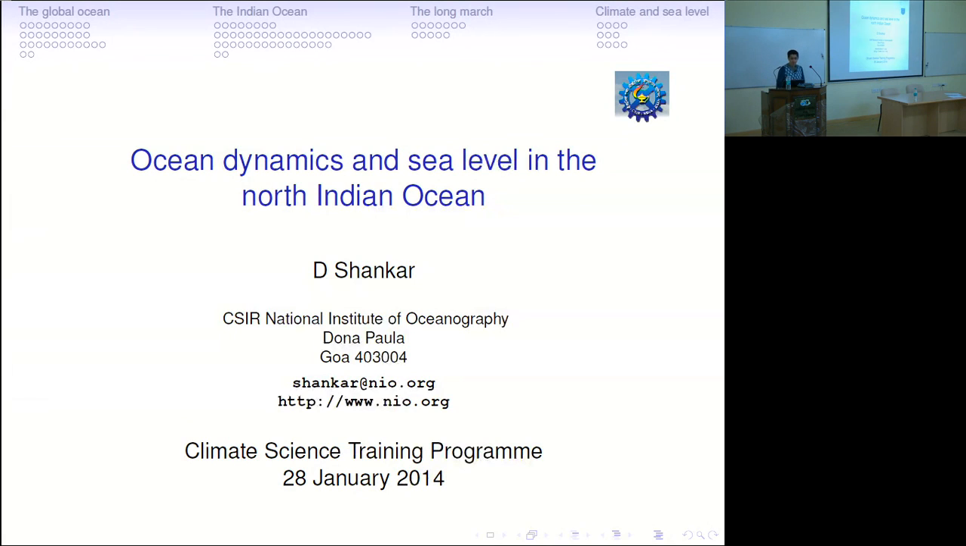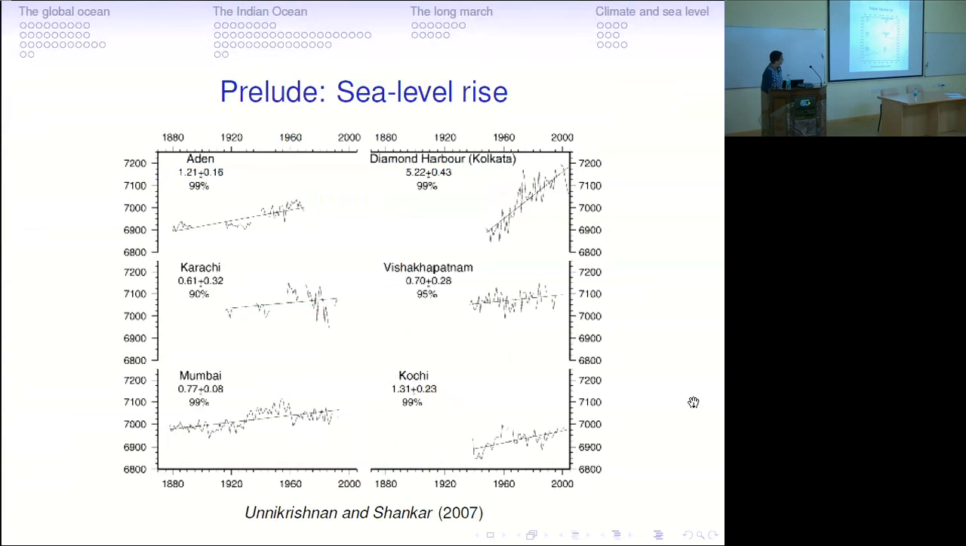The first thing I'd like to do is tell you what I'm actually going to be talking about. I think I'm supposed to talk to you about this curve and that fitted line. What you see here are sea level data. This axis is in millimeters, so all you need to look at is the axis for each particular curve.